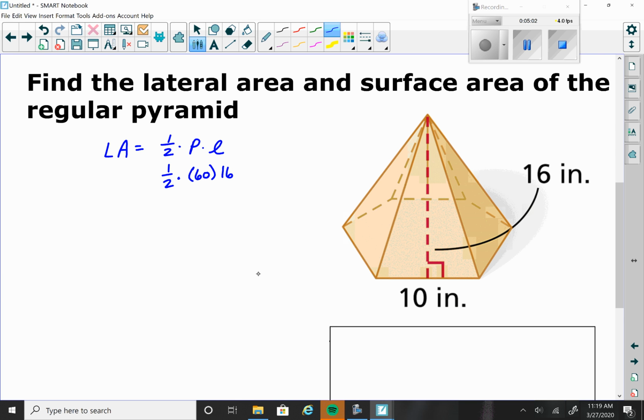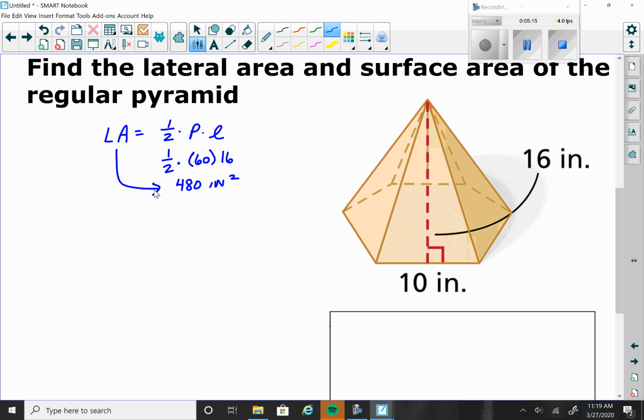1/2 times 60 times 16, I got 480 inches squared. So that's my lateral area for this regular pyramid. Next, this is the tricky part. To find the total surface area, I have to add in the area of the base.